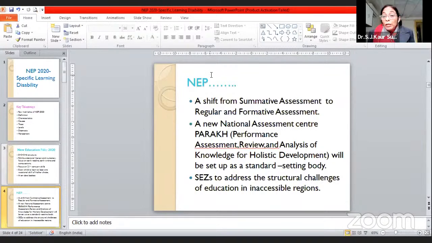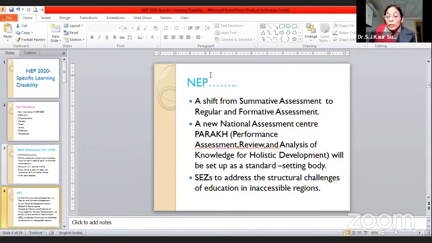A new National Assessment Center, PARAKH, that is Performance, Assessment, Review and Analysis of Knowledge for Holistic Development. What is holistic development? As we all know, it is spiritual, social, emotional, physical, all-round development. It will review that, it will consider that, it will work on that. That will be set up as a standard-setting body.